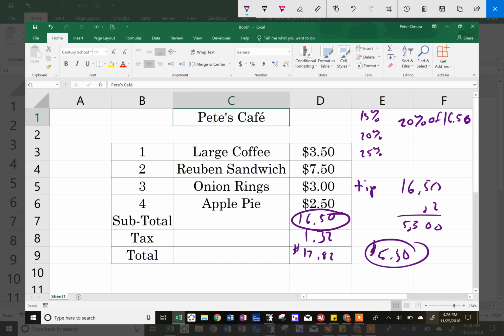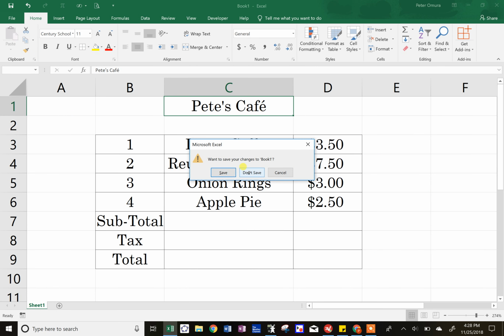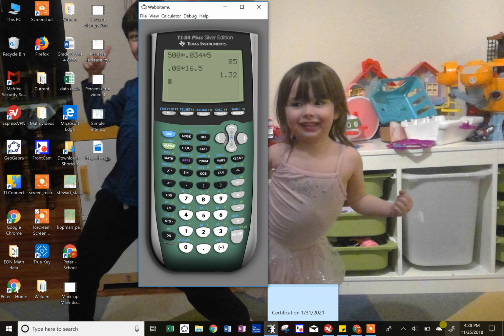Basically, like I said, all I'm doing to find my tip is finding some percent of the subtotal. All the subtotal is whatever you ordered added up, and that's all there really is to it. There is one other thing that could happen. I'm going to go back to a different screen.